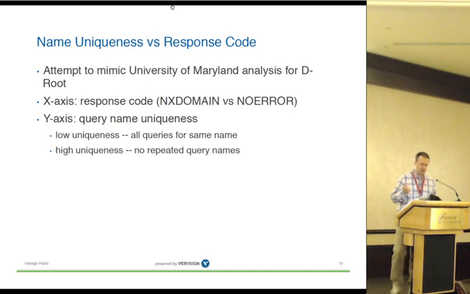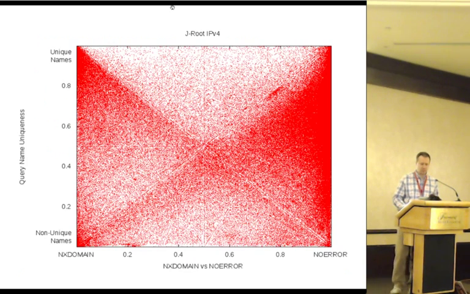The idea here is to show, this is going to be another scatter plot, and on the x-axis, we'll show, for a given IP address, what fraction of its queries were NXDOMAIN versus non-NXDOMAIN, no error or NXDOMAIN. And on the other axis, how unique were the queries? Like, were they always querying for the same thing, or were they querying for something different every time? So for the JRoot IPv4 address, you have a lot of data points because there's so many clients.